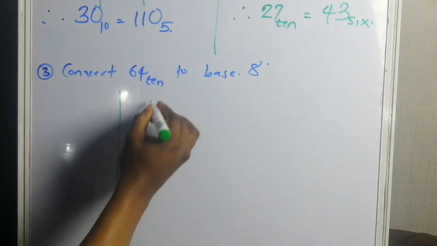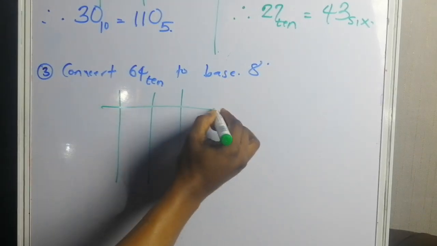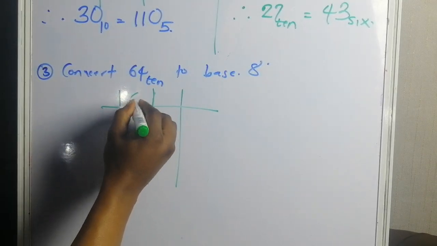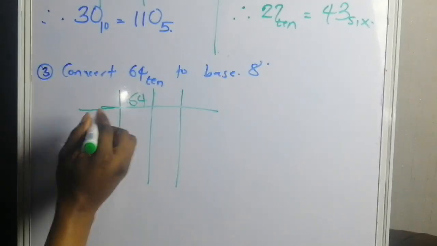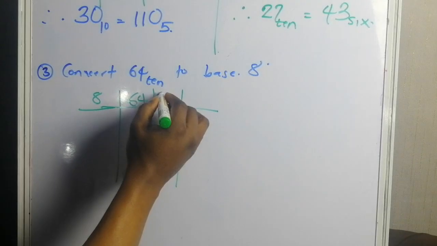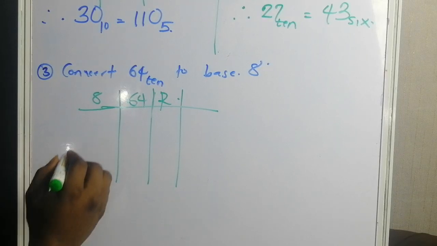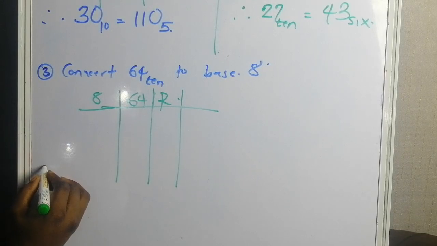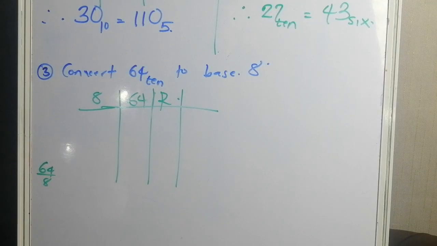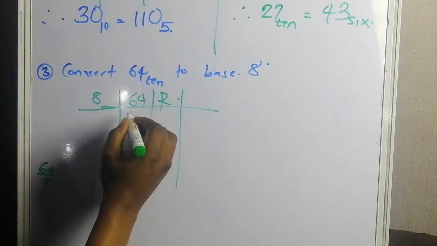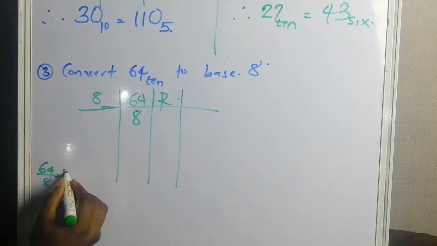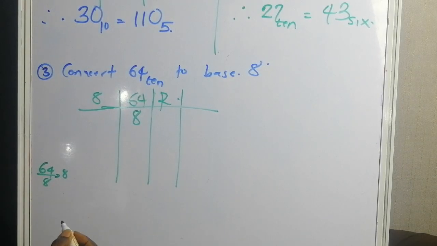Okay, you have your table. So you have your 64. You are converting to base 8. You have your 8 here, so you have your remainder. So the first thing you need to do is 64 divided by 8. 8 times 8 is what? 64. So you have your 8.